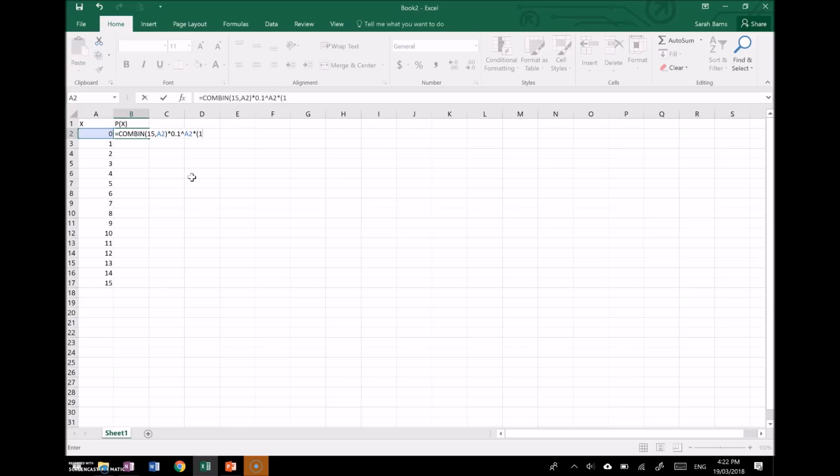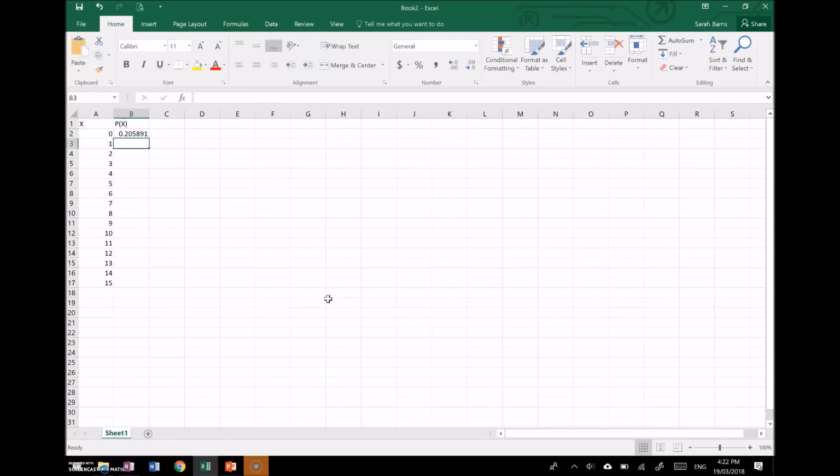Next, we had the 1 minus pi, and again, pi was equal to 0.1. And this was raised to the power of n minus x. So n is the total number of people in our sample. So we've got 15, minus x, the number of people who are left-handed in the sample. So we're again looking at what happens with 0 people. So that's the entire formula.